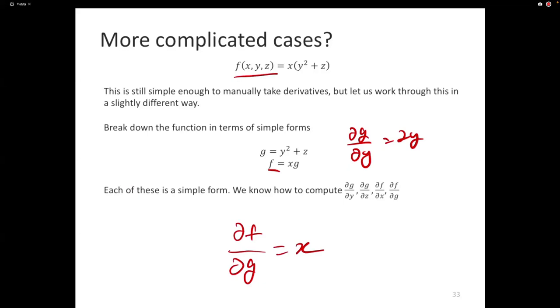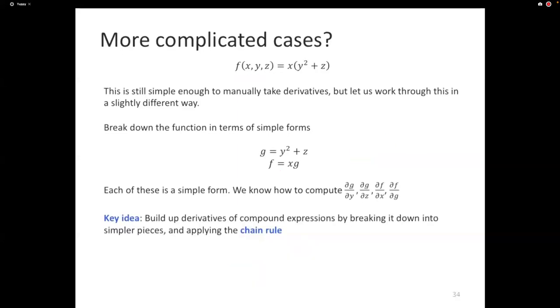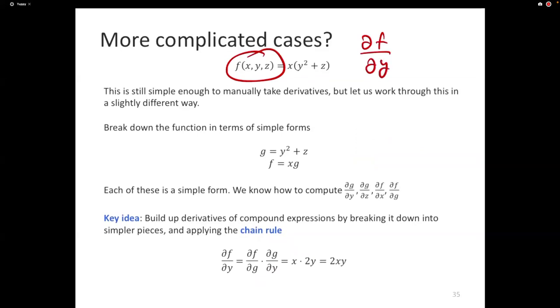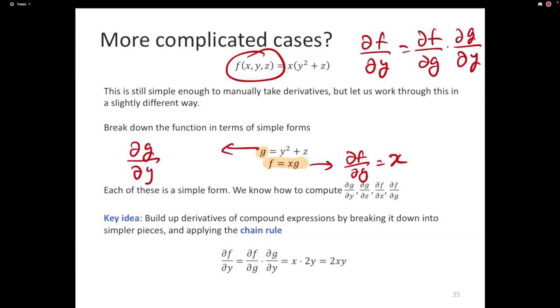Rather than worrying about that one, let's worry about the function in the middle. The key idea of backpropagation, and this is the only idea that keeps getting applied again and again. Actually, there are two pieces here, but the key idea here is something you've already seen in calculus, namely the chain rule. You break down a complex function into pieces, and use the chain rule of derivatives to construct a larger derivative. So in particular, if I care about the partial derivative of f with respect to y, that's nothing but the partial derivative of f with respect to g times the partial derivative of g with respect to y. So I know how to compute the partial derivative of f with respect to g, which is simply x. And I know how to calculate the partial derivative of g with respect to y, which is 2y, which means the partial derivative of f with respect to y is 2xy.